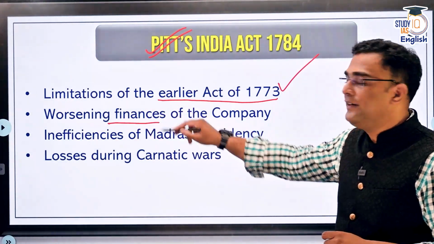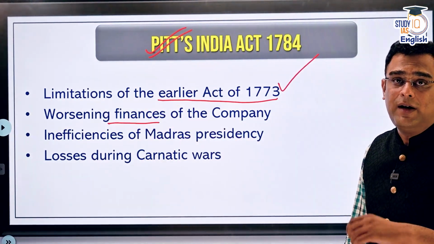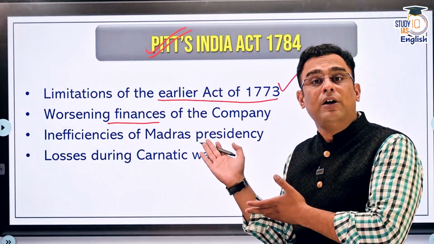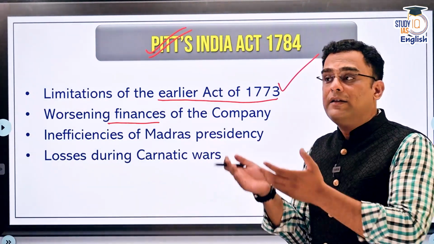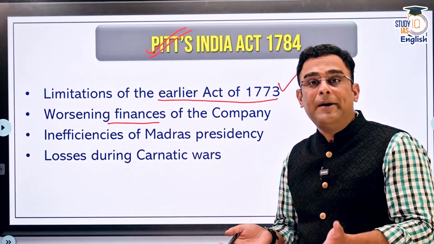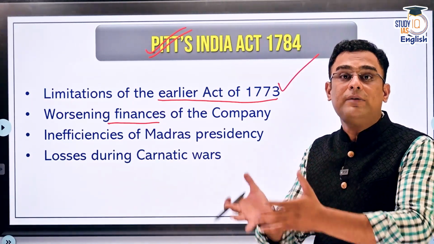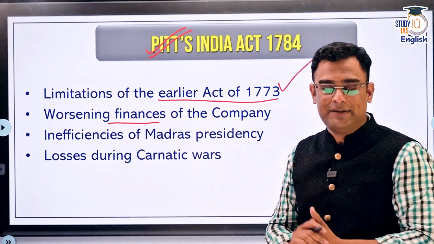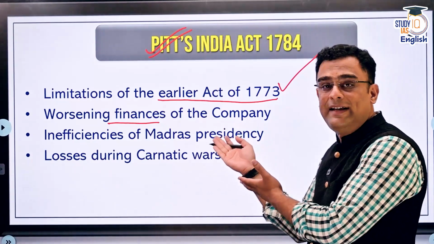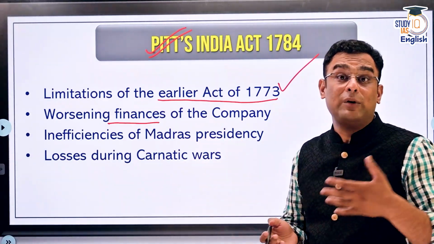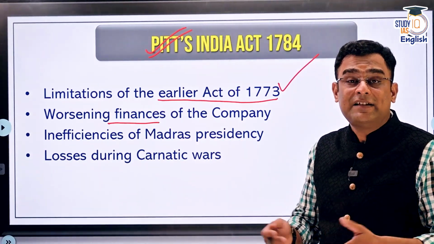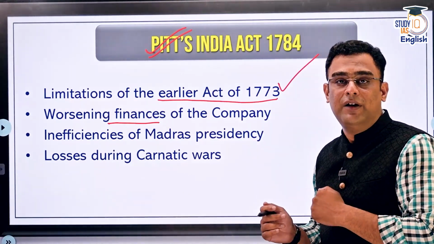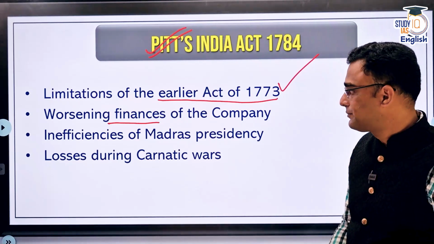Despite all the efforts, the finances of the company were in doldrums. And this was a big concern for the British government. The company was supposed to pay an annual amount to the British government in return of the monopoly that it had. But the company's finances were so bad that they were not able to pay back that amount, and this created a big question mark on the idea of monopoly itself. So there was need for reform.